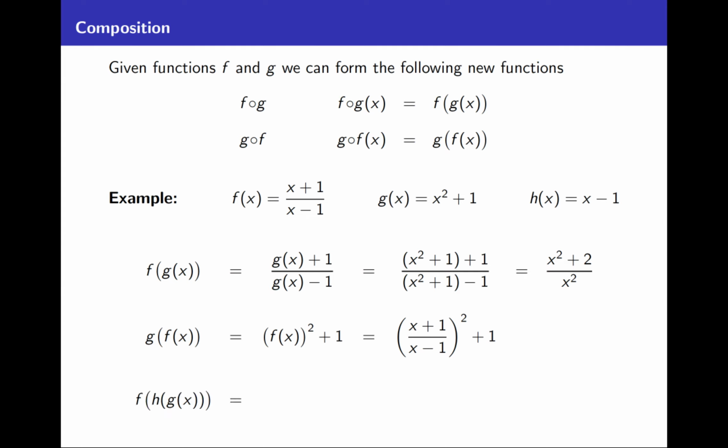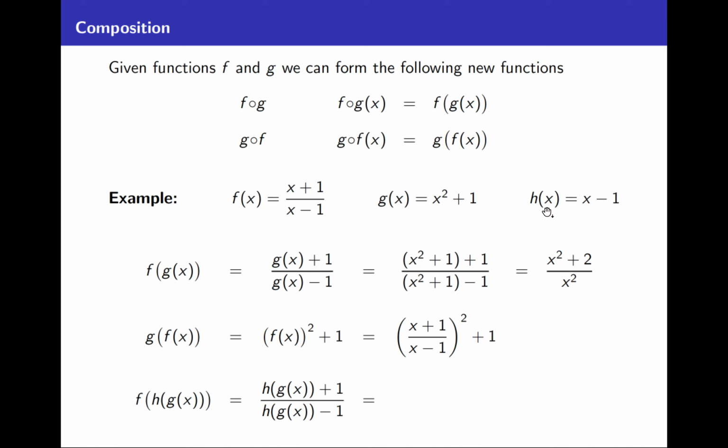As our third example, look at f of h of g of x. Here we're taking a three-tiered composition. We do h of g of x and we plug it into f. So that would be, let's see, f of any quantity is the quantity plus 1 divided by the quantity minus 1. So if we plug in h of g of x into f, we get that quantity h of g of x plus 1 divided by h of g of x minus 1.